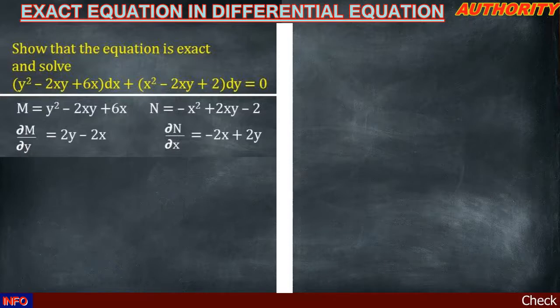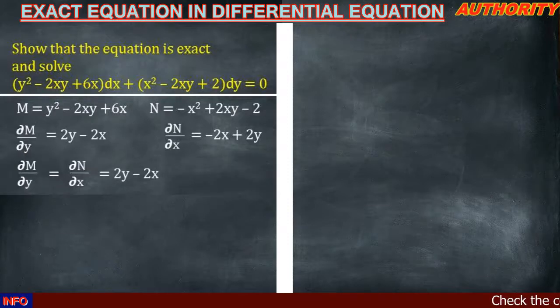Now, look at this. We have the partial derivative of M with respect to y, and the partial derivative of N with respect to x. Looking at these two equations, we see that both of them are the same. We see that the partial derivative of M with respect to y is equal to the partial derivative of N with respect to x, equal to 2y minus 2x. Then with this statement, we see that the equation is exact.